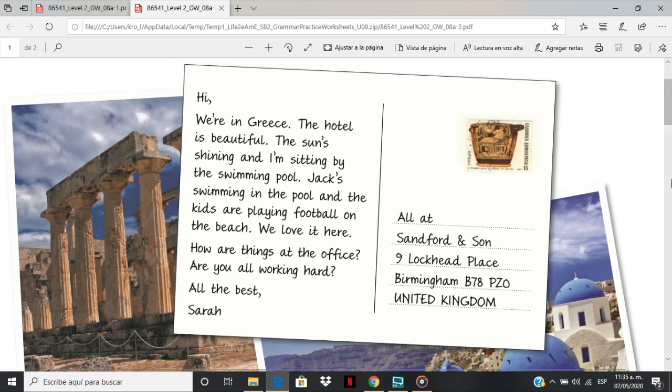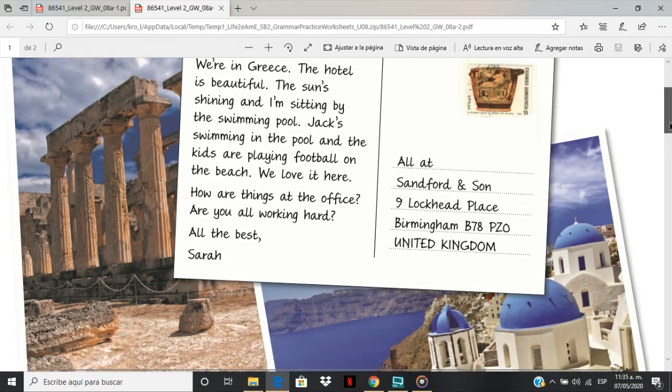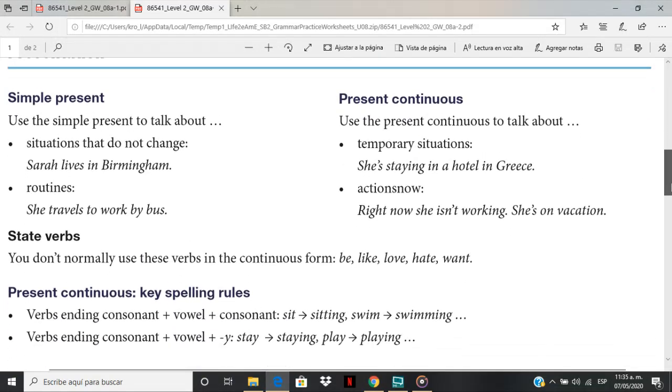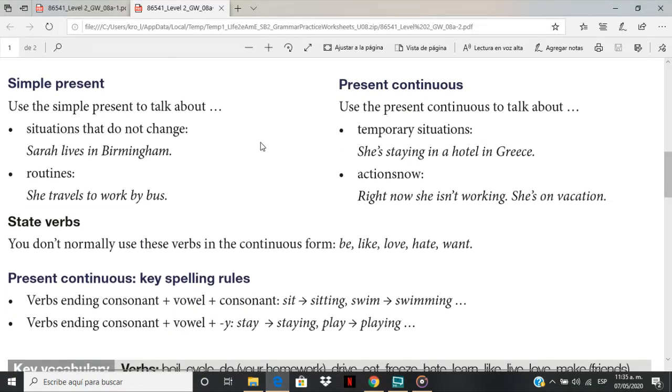Yes, from United Kingdom. Right? Okay, read once more. And then, as you can see, she is combining simple present and present continuous. But what is the difference? We use the simple present to talk about situations that do not change. For example, Sarah lives in Birmingham. Or routines: she travels to work by bus.